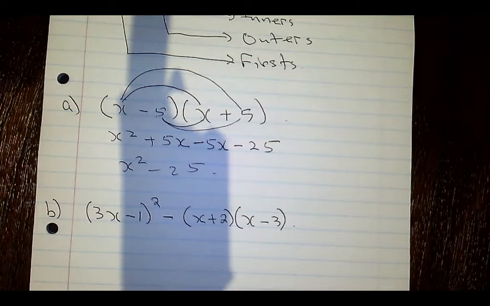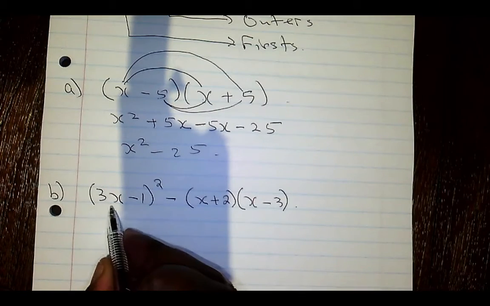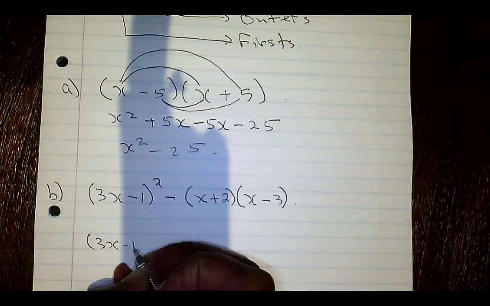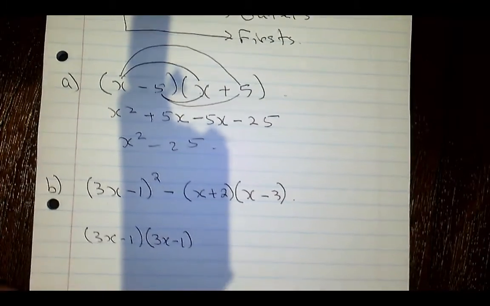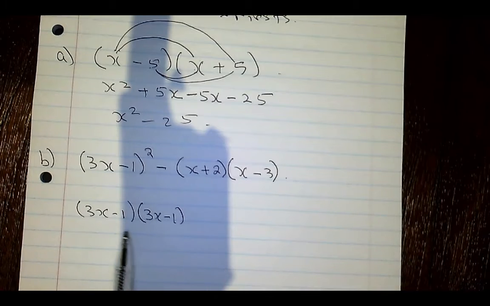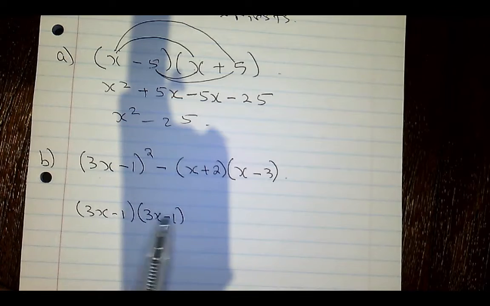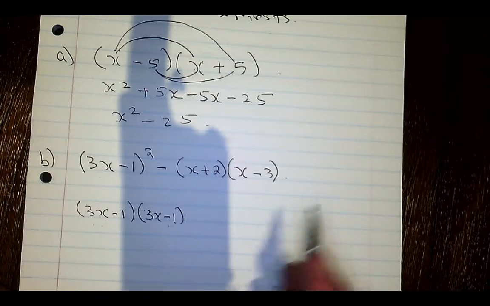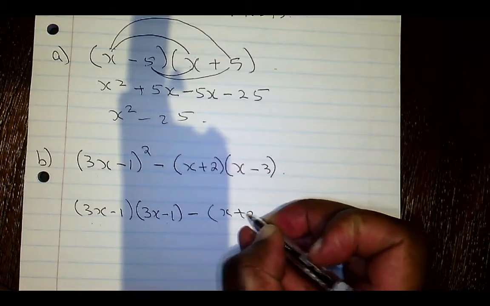Same thing really for B, except that this is a bit more complex expression. Remember, this is 3x minus 1 squared, which means 3x minus 1 should be multiplied by itself. So please draw out two brackets so that you don't make a mistake. You don't just square the 3x and square the 1, no. You need to open two brackets if you see a square. So this is what we need to see first. Then that one I'll leave as it is for now.